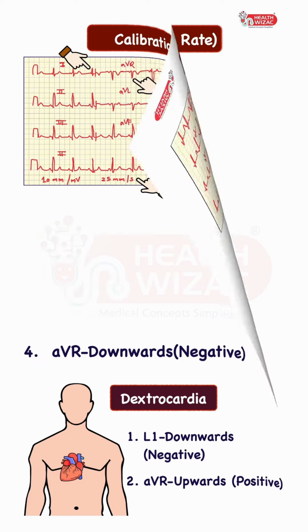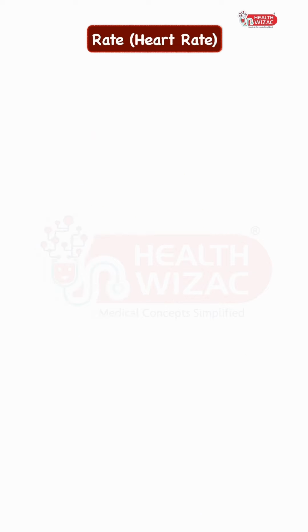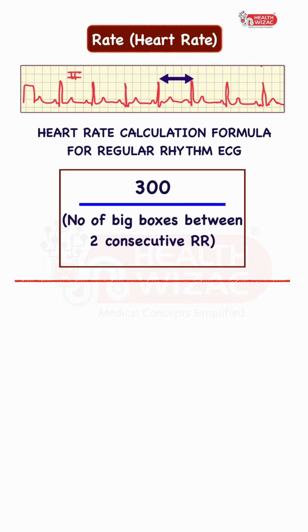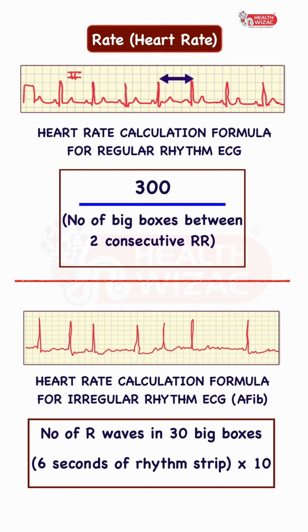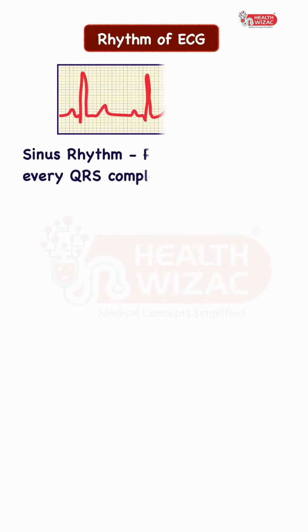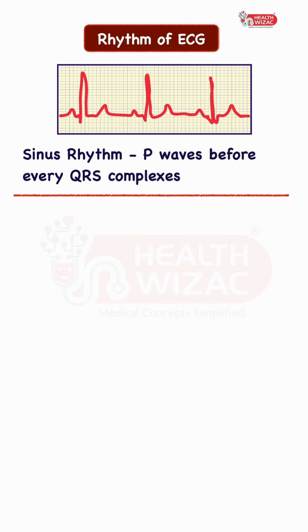Rate or heart rate for regular rhythm can be calculated by the formula 300 divided by the number of big boxes between 2 consecutive RR intervals, whereas for irregular rhythm like atrial fibrillation, heart rate can be calculated by the formula: number of R waves in 30 big boxes, which corresponds to a 6 seconds time interval, multiplied by 10. Rhythm of the ECG is called sinus if P waves are present before every QRS complex.